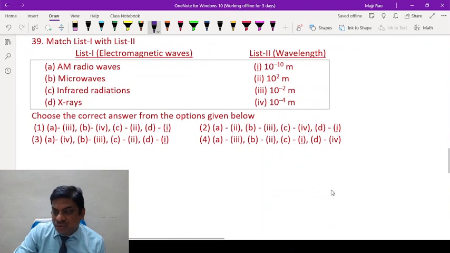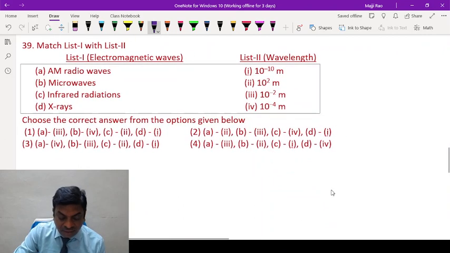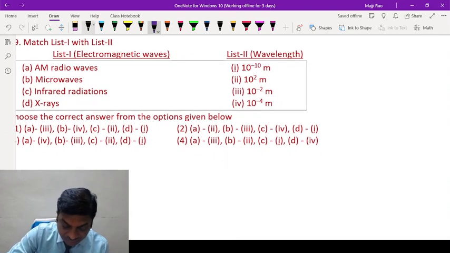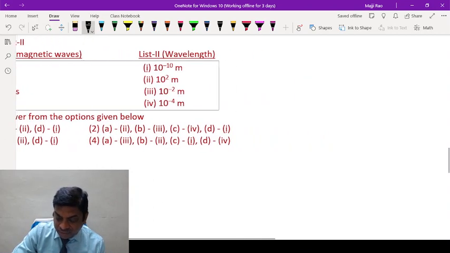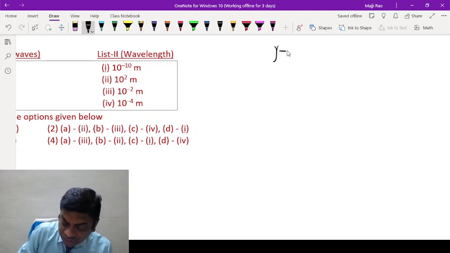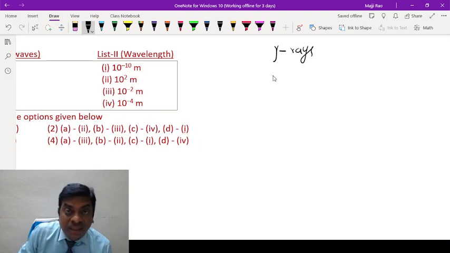Then moving on to the next question. Question number 39. Match list 1 with list 2. You can see list 1 has some electromagnetic waves, different types of waves, whereas list 2 lists the corresponding wavelengths. Now, if I see the electromagnetic spectrum, students, roughly I'll write it. The shortest wavelength is of gamma rays. Gamma rays have the shortest wavelength.